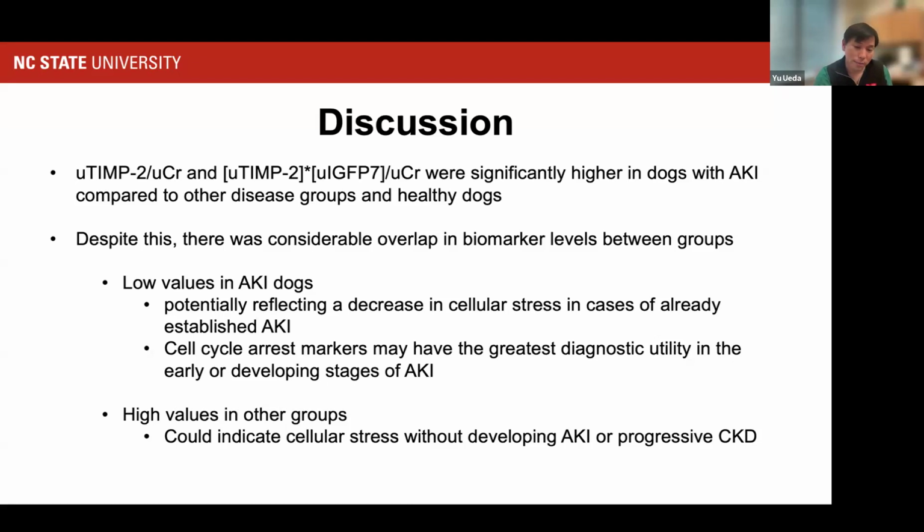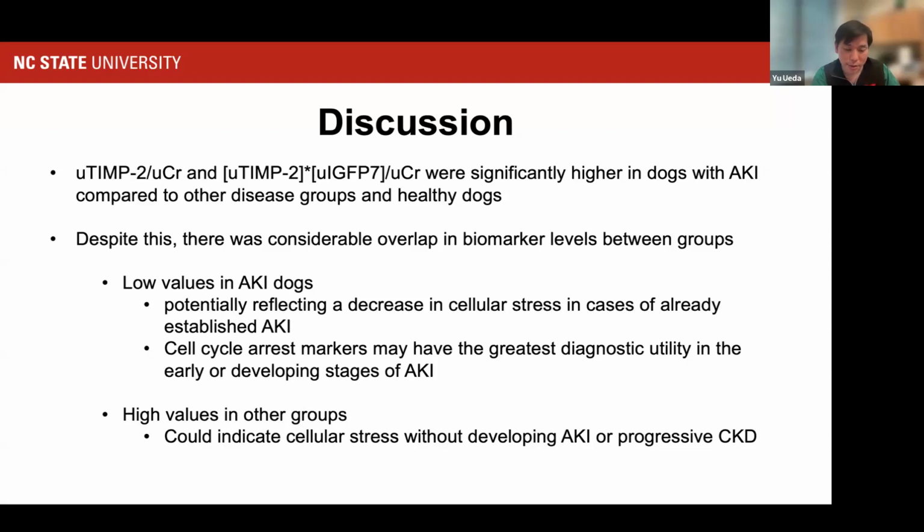And the cell cycle arrest markers like TIMP2 and IGFBP7 concentration in urine may be highest when the patients are under stress, when they are developing the AKI, not after the AKI has already developed. So these cell cycle arrest markers may have the greatest diagnostic utility in the early or developing stages of AKI.